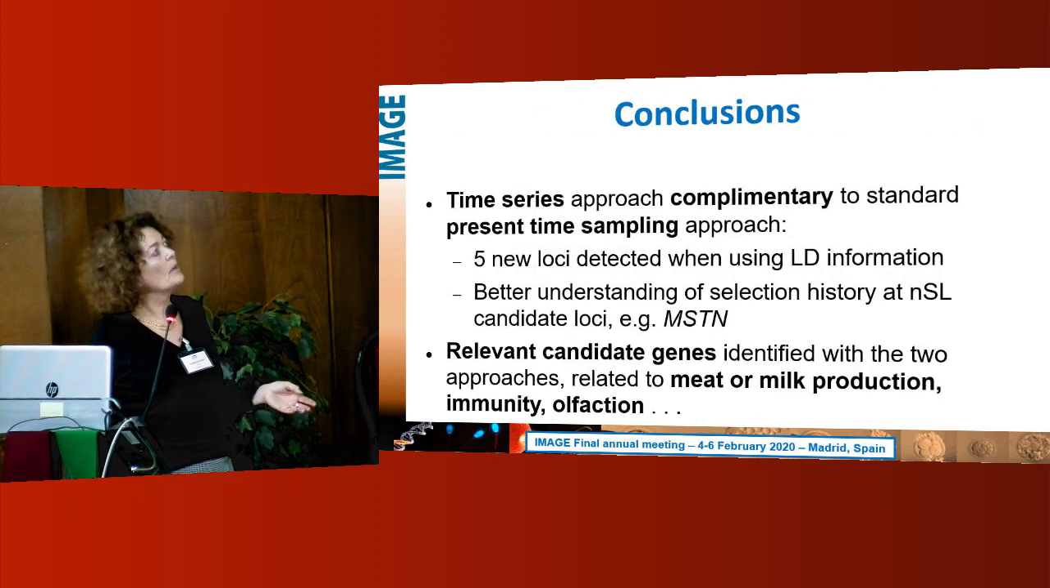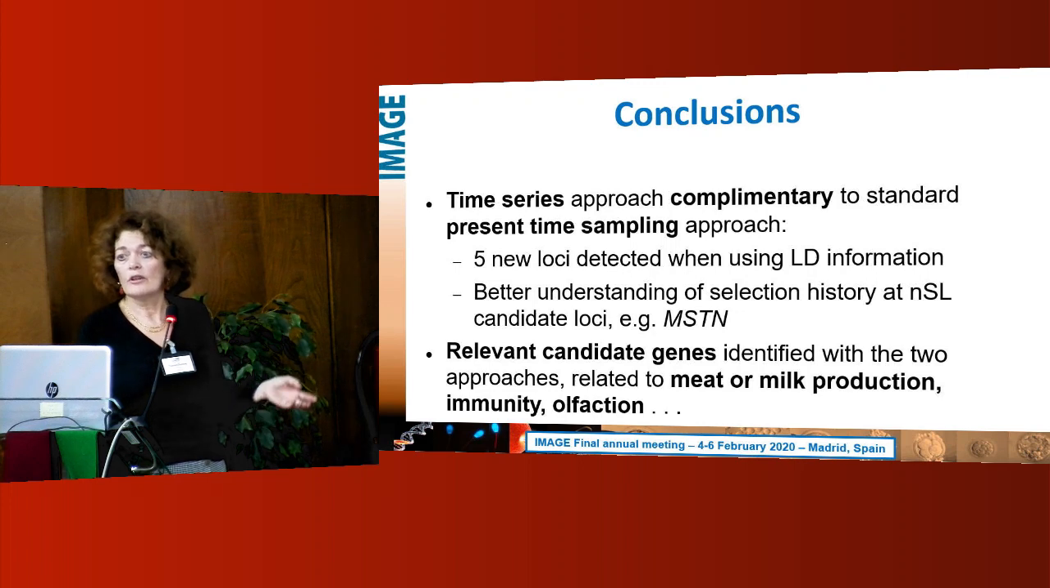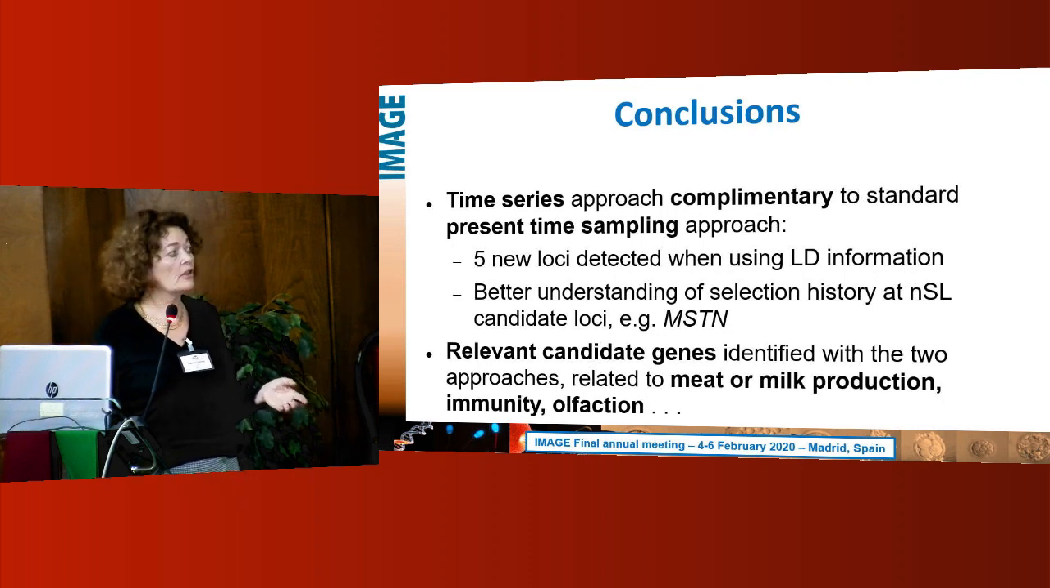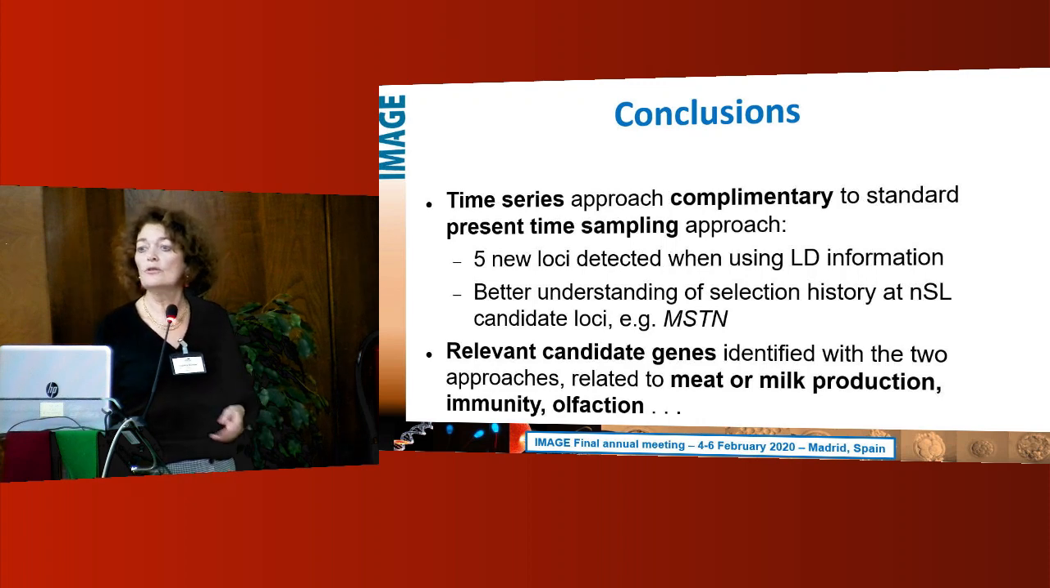Okay, just some take-home comments. Time series approach complements the standard present time sampling approach. So we have found new loci which are interesting. Relevant candidate genes identified with the two approaches relate to meat, milk production, immunity, olfaction, which is a new perspective that we have to see.